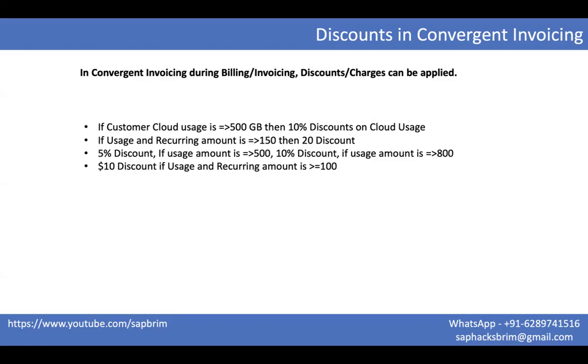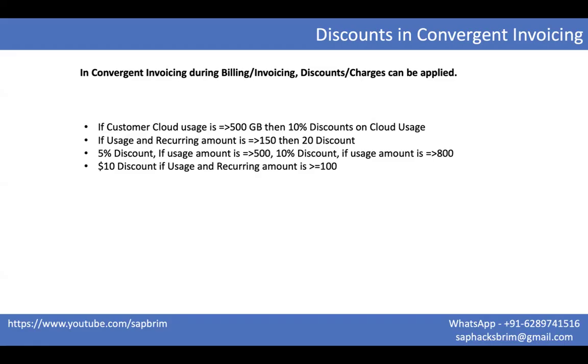In my slide, I've tried to portray a couple of situations wherein we can provide discounts or charges while performing billing and invoicing to the customer. The situation could be anything. Suppose if the customer's usage is greater than or equal to 500 GB, then 10% additional usage can be provided to the customer. Another situation: if the customer's usage and recurring amount together is greater than or equal to 150, then a 20 discount. It can be a quantity, a flat amount, or any percentage of amount.